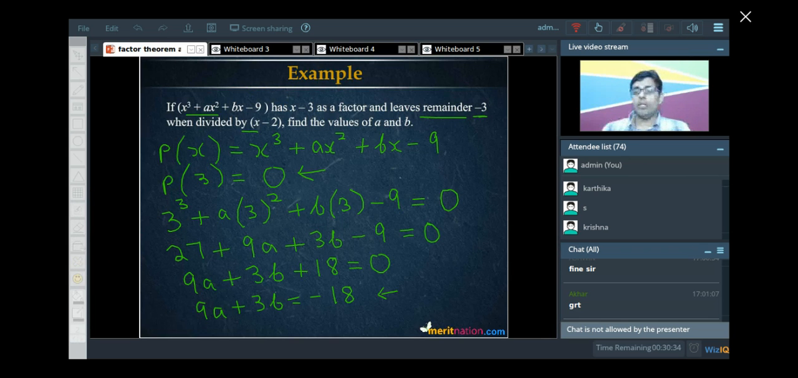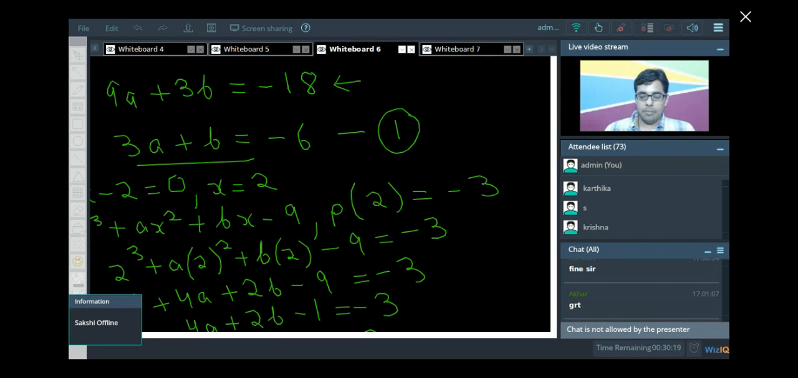Next, we can use the remainder theorem. The remainder we are getting here is minus 3 when divided by x minus 2. That means by putting x as 2 in this polynomial, we will get the remainder as minus 3. So here we have p of 2 becomes minus 3. And now we can solve this.